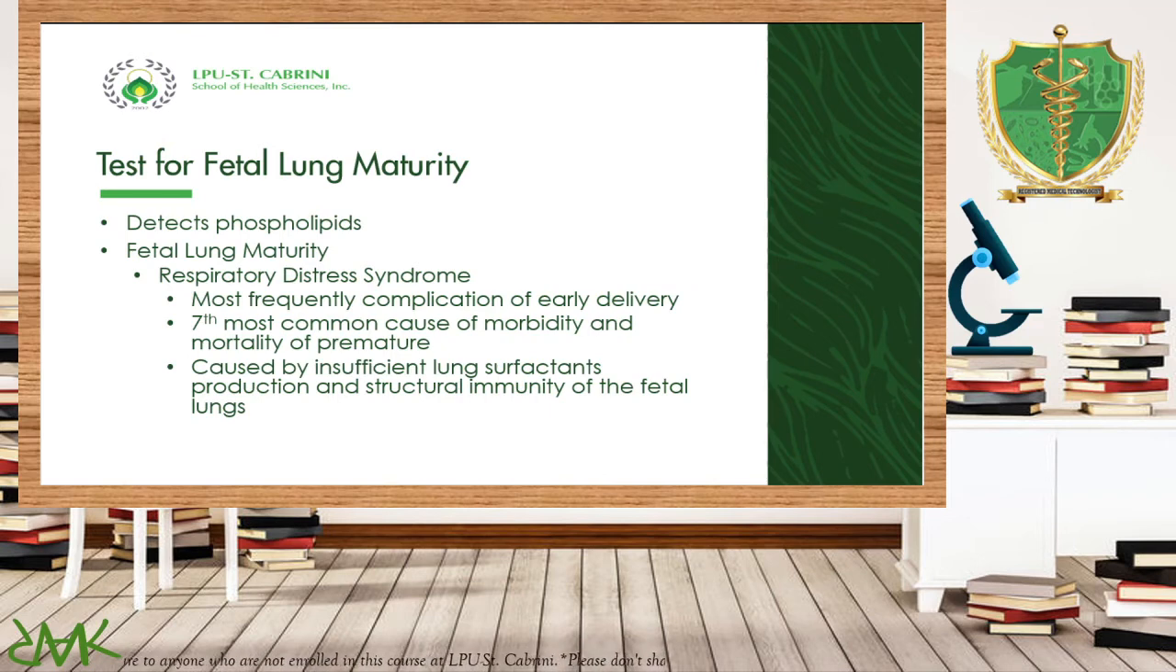That's why early delivery is a high risk for a baby to develop respiratory distress syndrome. Okay? And take note that respiratory distress syndrome is the seventh most common cause of morbidity and mortality of prematures. And this is caused by insufficient lung surfactant production and structural immaturity of the fetal lungs.